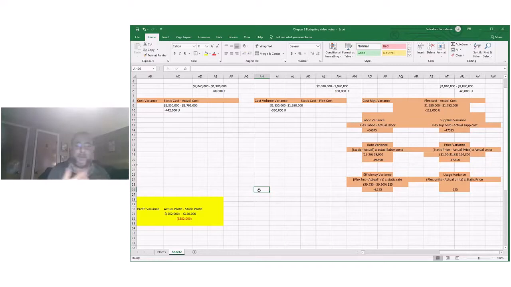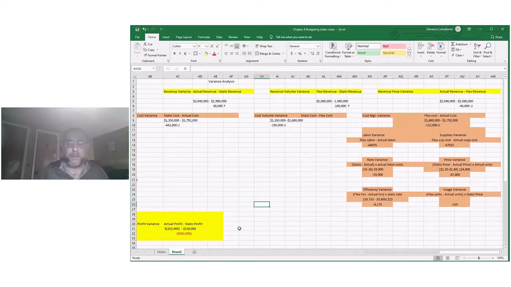Okay? And a lot of these, the numbers are going to be given, and you just have to do the variance stuff that I'm doing here. But it would be good practice if you actually created a budget. All right?